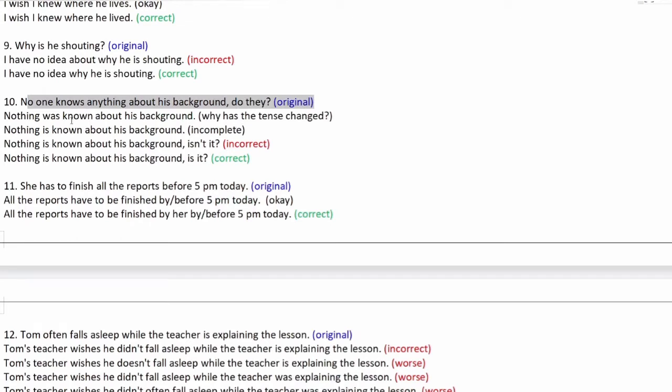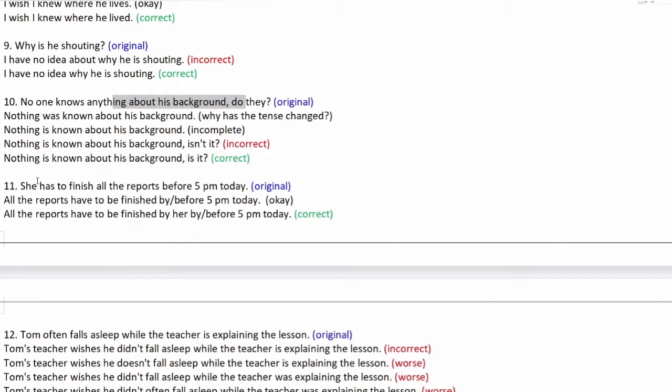Right, number 10. So nothing was known about his background. First of all, the tense has changed and it's not the same meaning. Nothing is known about his background again. It's incomplete. Nothing is known about his background, isn't it? You can't have two negations. First you say nothing, then you say again none, no, negative, negative, or negation, negation. That's not possible. If you use the sentence in real life, it's not going to make much sense. Nothing is known about his background, is it? Now that's the correct sentence. That's the correct way to rephrase this original sentence.